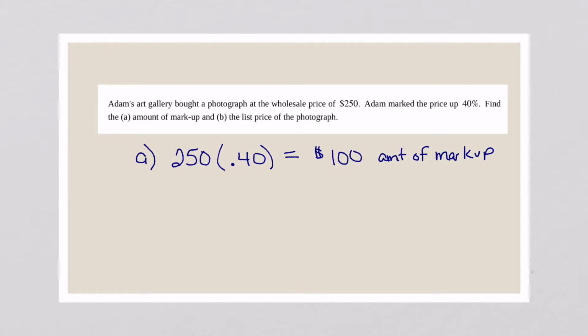So on part B, to find the list price of the photograph, you take the wholesale price plus the amount of markup. So he will be selling the photograph for $350.